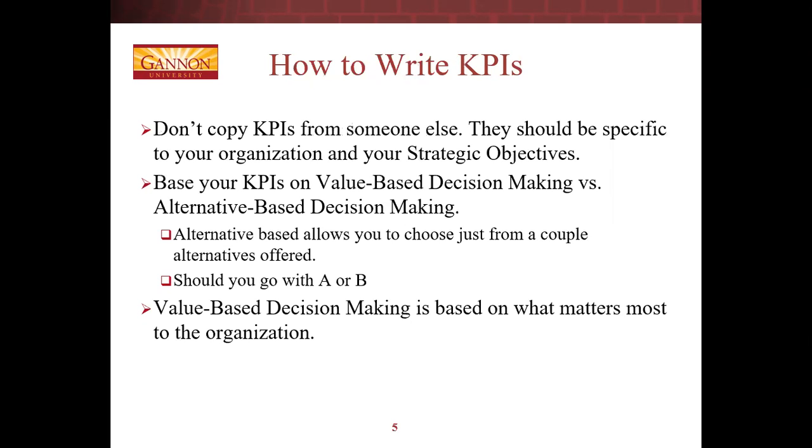So how do we write them? Well, first of all, we don't copy them from someone else because they have to be specific to our strategic objectives. And you base your KPIs on value-based decision making versus alternative-based decision making. What does that mean? Alternative is what it sounds like. You're just given a list of alternatives and you select one. So it doesn't seem like there's a whole lot of thought process that goes into that selection. So you should do that. You should go in and think about the value that each one delivers and then base your decision on that value and what matters most to the organization.